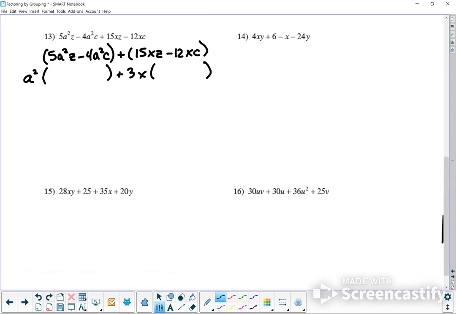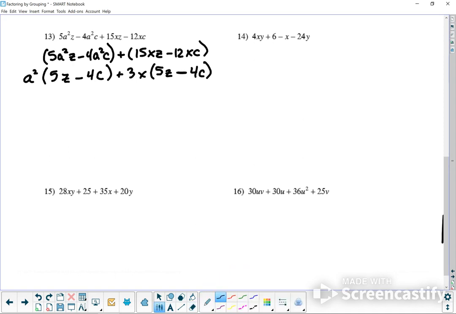So just doing the math while I'm writing it down. If I factor a squared, it will leave me with 5 and z. If I factor a squared, it will leave me 4 and c. 15 divided by 3 is 5. And factor out the x, it will leave me with z. And you can see it matches over here. So I can pretty much say that's going to be 4c. And 12 divided by 3 is 4. So yep, that does work. And the x goes away, and you have a c left.